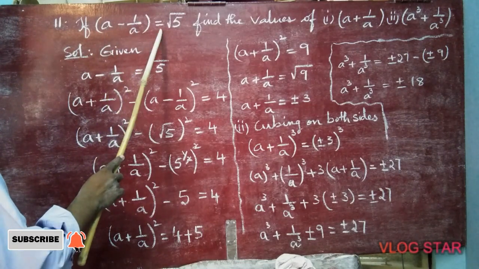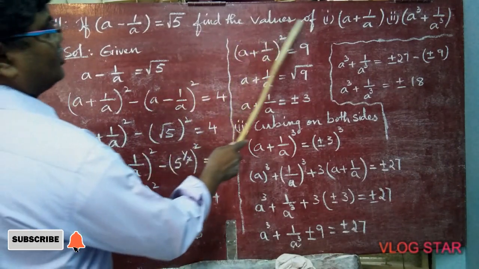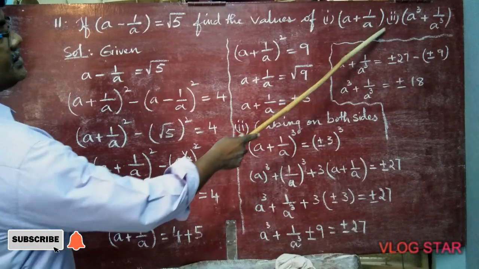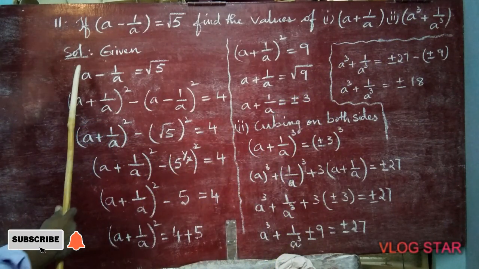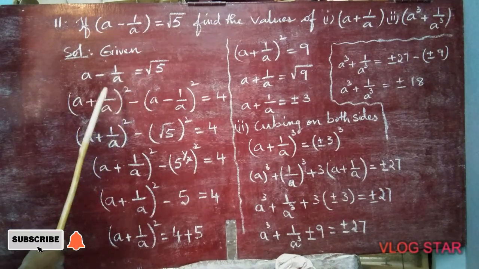a minus 1 by a is equal to square root 5. Find the values of first bit a plus 1 by a, second one a cube plus 1 by a cube. Solution given. a minus 1 by a is given as root 5.